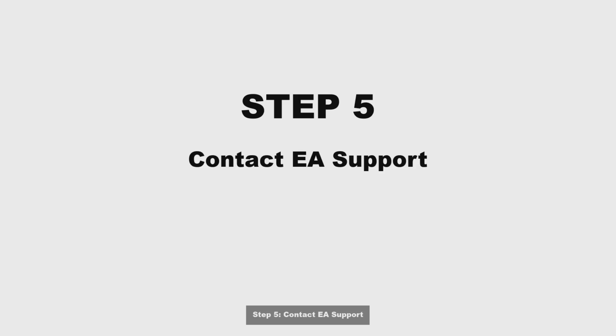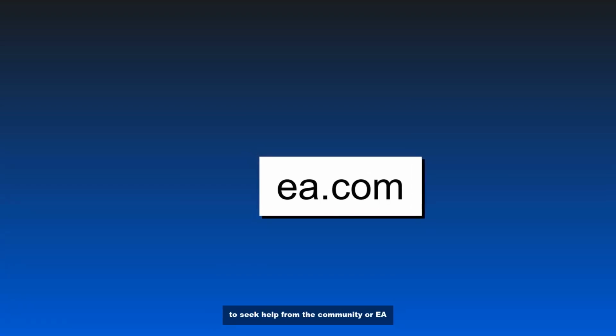Step 5. Contact the EA support. If the problem continues, reach out to EA support for further assistance. They can provide specific troubleshooting steps or identify if there are any ongoing issues with the servers. By following these steps, you should be able to resolve any account sync issues in The Sims 4. If problems persist, don't hesitate to seek help from the community or EA support.